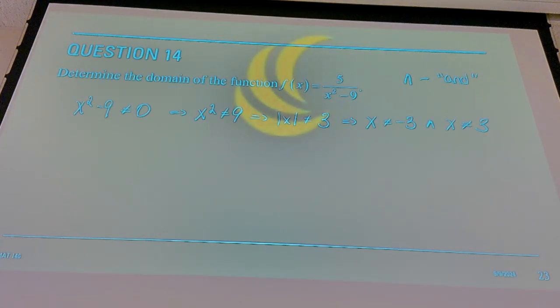Are there any other restrictions to worry about? So now you take all real numbers and remove from that your restrictions, in this case plus or minus 3. That would be your interval notation. Set notation.